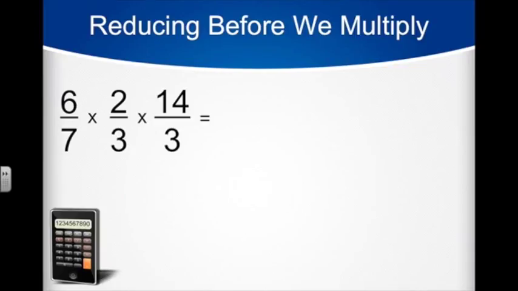Consider 6/7 times 2/3 times 14/3. If we just multiplied the numerators and denominators, we would get 168/63, which would probably be a challenge to reduce. So let's reduce before we multiply instead.